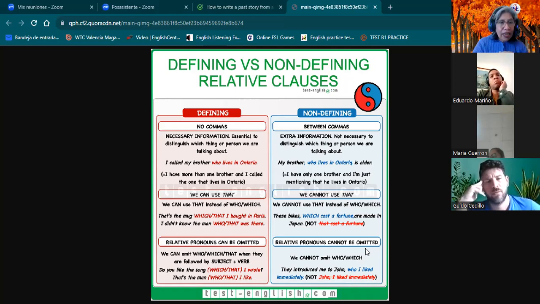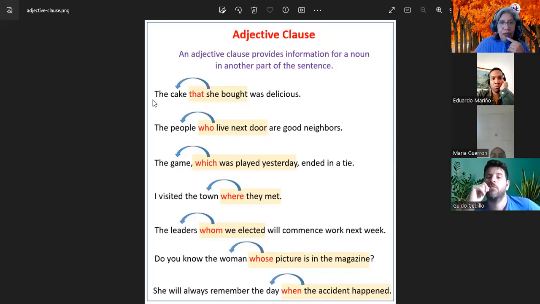Remember that they modify a noun, they give information. So in the first example, let me get it back. In the first example, we're talking about the cake. We give additional information about the cake. But in this case, what I modify, or the additional information, refers to the town, and the town is in the complement. So depending on where the noun is, or what the additional information is about, you can put it after the subject or after the complement.